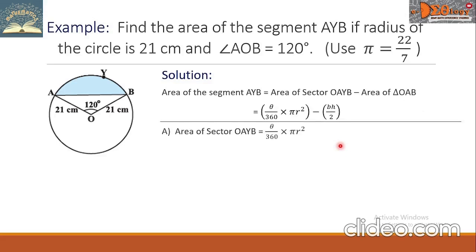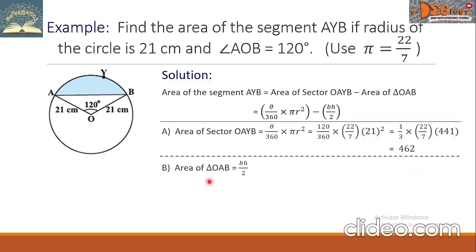Let us first evaluate the area of sector OAYB with this formula. Let us substitute the corresponding values. So theta is 120 all over 360 times the pi is 22 over 7 times the radius, which is 21, squared. We can simplify further and this fraction becomes 1/3 and the square of 21 is 441. Using our calculator, the value here becomes 462.